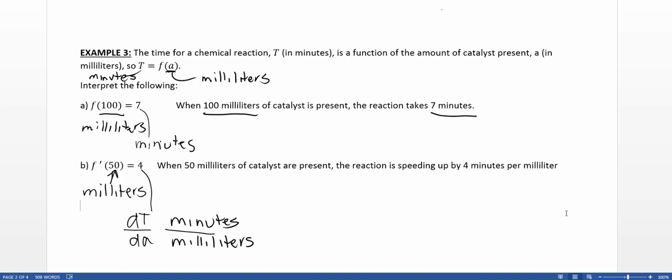This idea also works in the other direction. So I would know that if I reduced the milliliters of catalyst from 50 to 49, it would then slow down the reaction by 4 minutes because I'd be moving backwards in time. But again, the idea is that we want to take the numbers and attribute the correct units so that we can make meaning and talk about what's happening. And again, just as a reminder, time is not always the independent units. Most of the time it is, but occasionally, in an example like this, we get time as our dependent units.